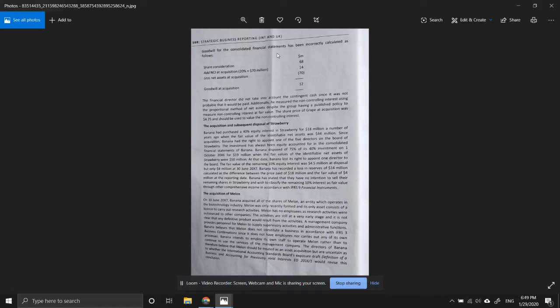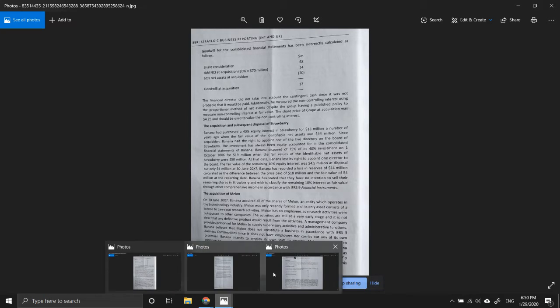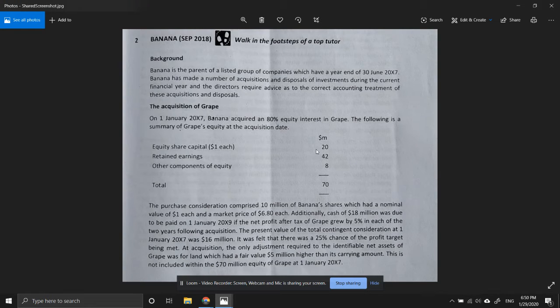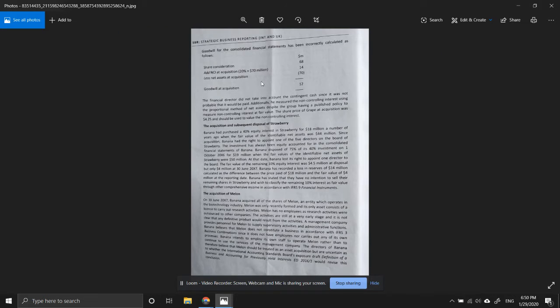And then goodwill for the consolidated financial statements has been incorrectly calculated as follows. Share consideration has already been accounted for. What about deferred consideration? It does not say anything. So it's incorrectly calculated. NCI as well, 20% of 70 million. Oh, it's using the other technique, the net assets method. So what is the group's accounting policy? It does not say anything about that over here, but let's see.